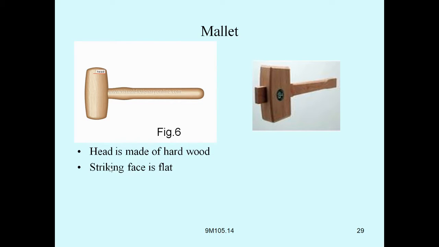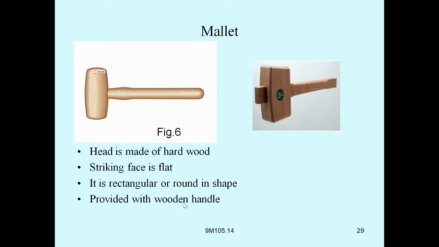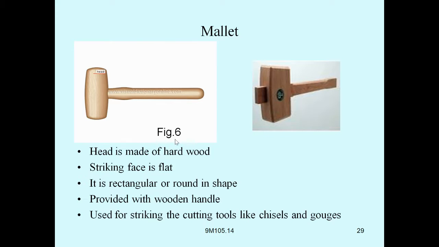Next, the striking face is flat. We can see here the striking face is flat. The head of the mallet is round or rectangular in shape, fitted with a wooden handle. It is used for striking cutting tools like chisels and punches.